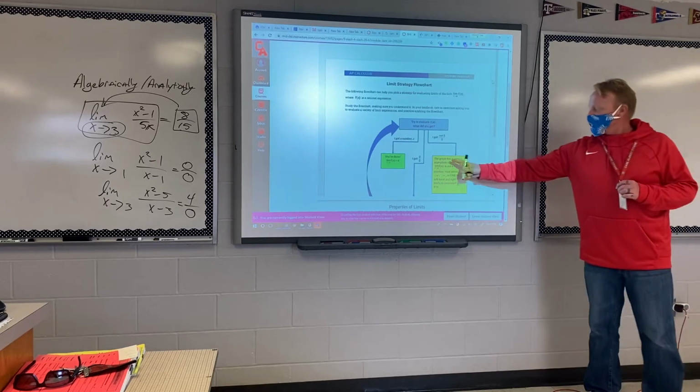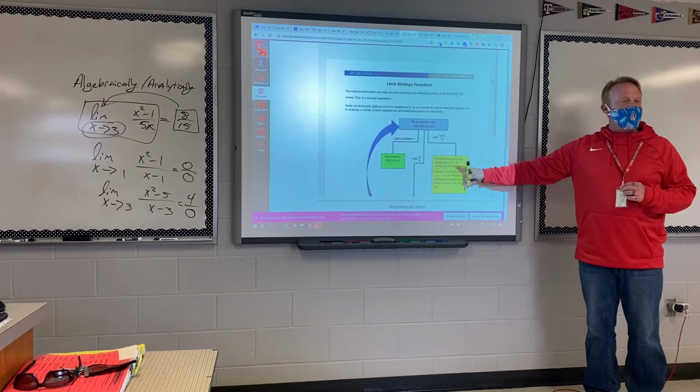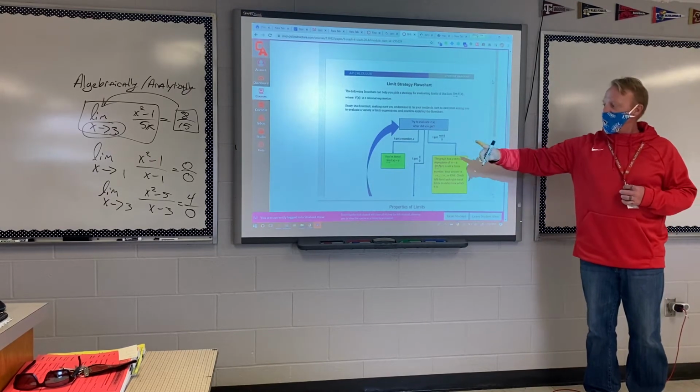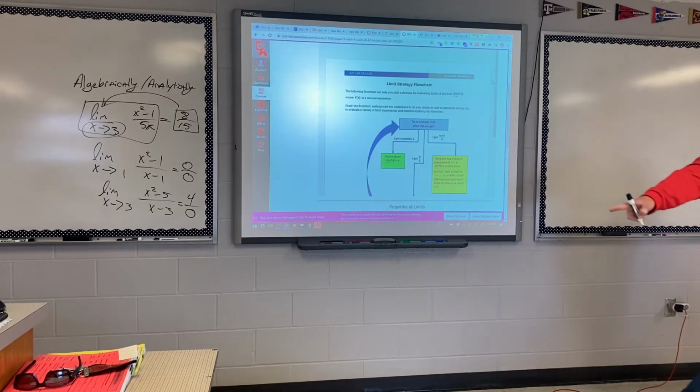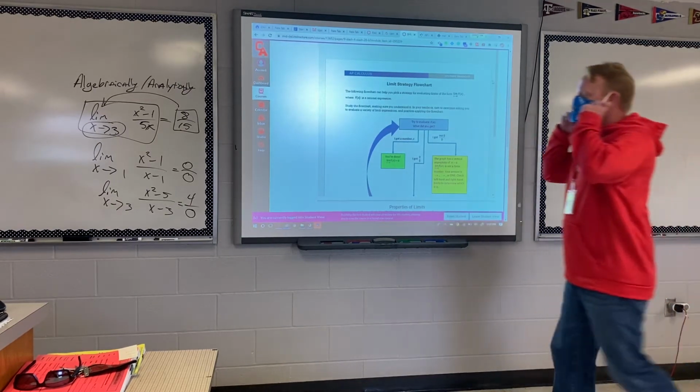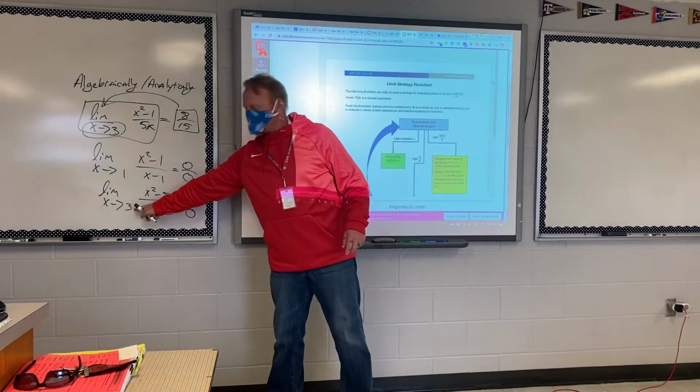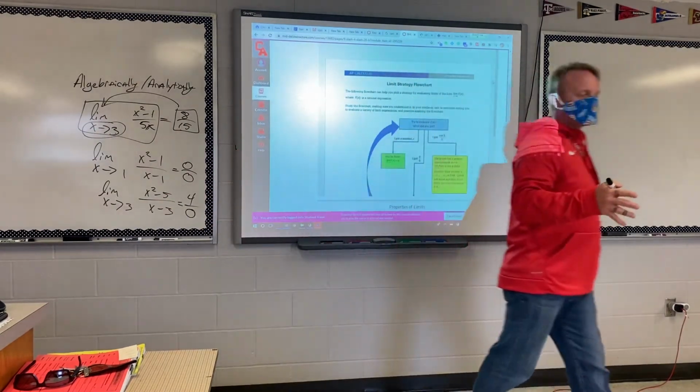Okay, and it says this graph has a vertical asymptote at x equals a. So in this case, where's my vertical asymptote? Not 4, 3. Wherever I'm approaching, that's where my asymptote is. So since I'm approaching 3, that means I have an asymptote.